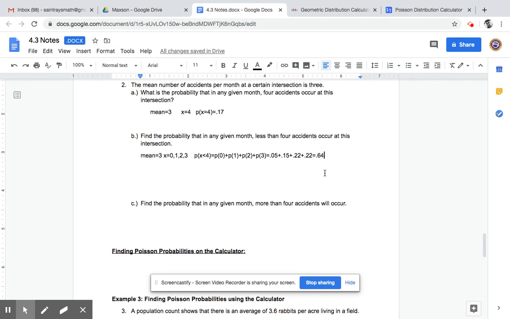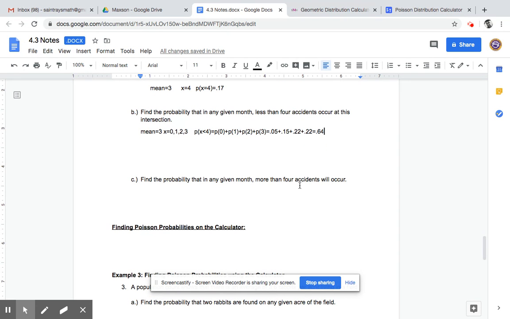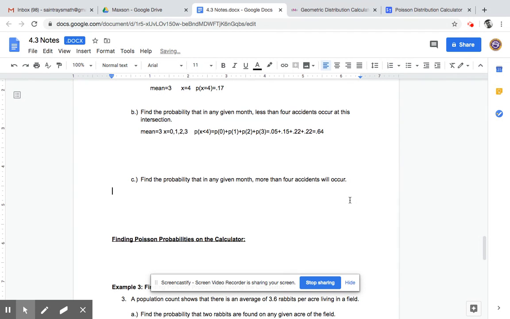All right, moving on to the last one. So find the probability that in any given month, more than 4 accidents occur. So more than 4 would mean that we have the probability of x is greater than 4. So how are we going to figure that out? Because it does say in a given month, but we don't know exactly what the limit is. We don't know exactly. It could go on forever. You could have 100 accidents, so we're not exactly sure.